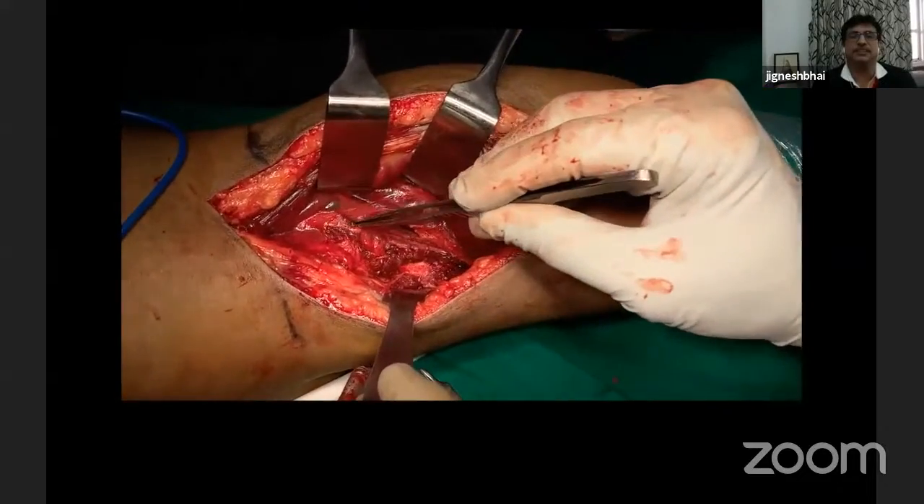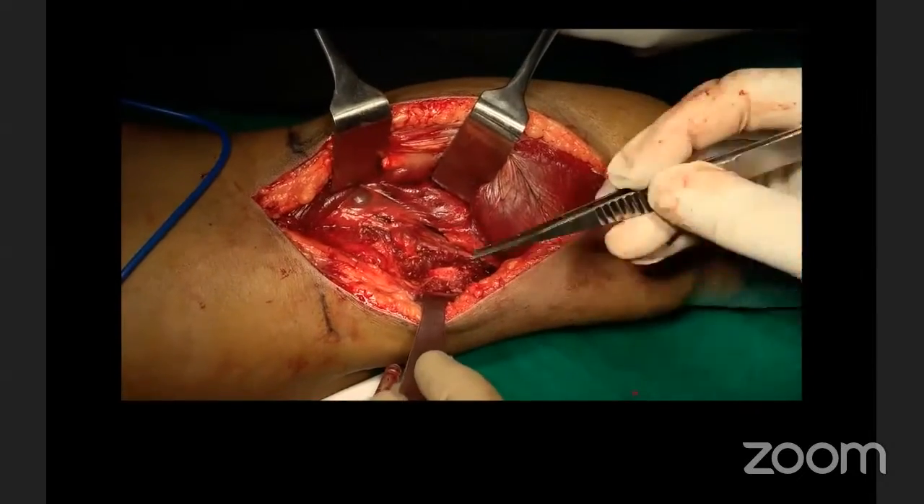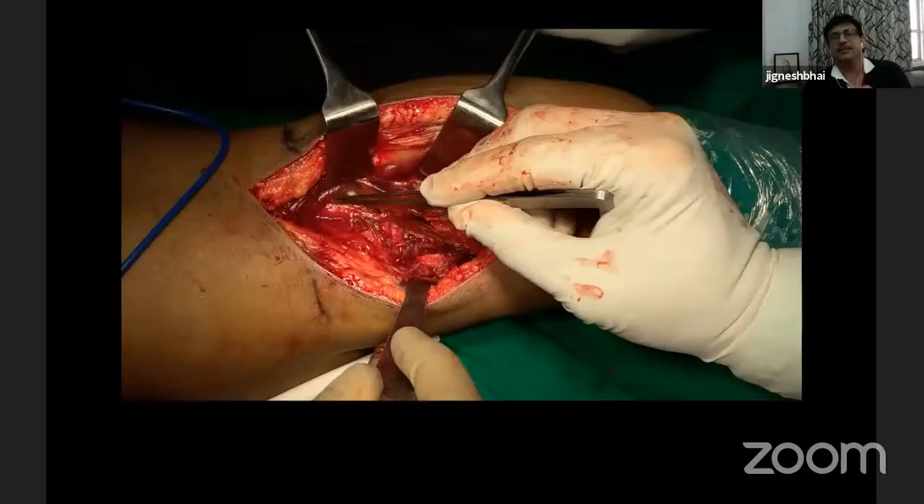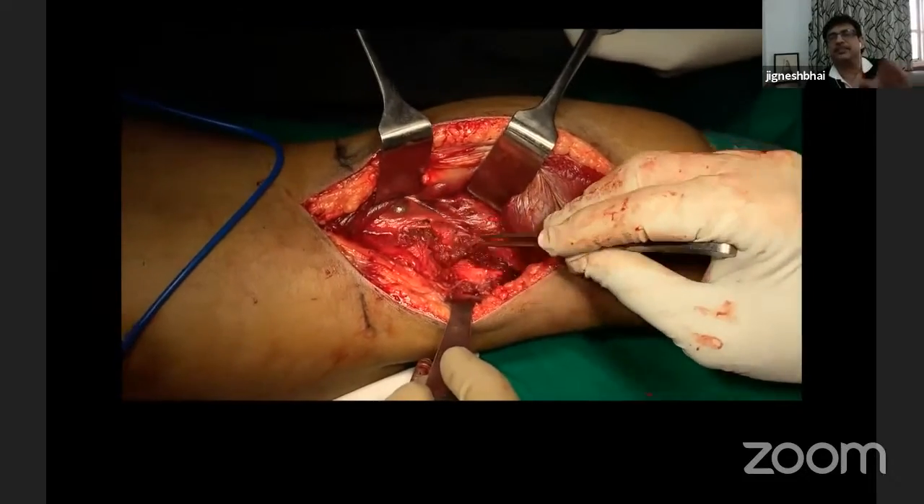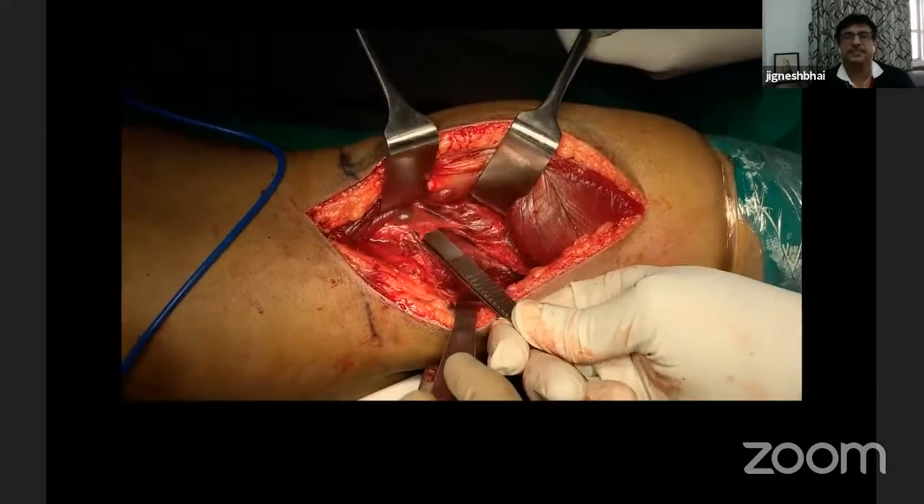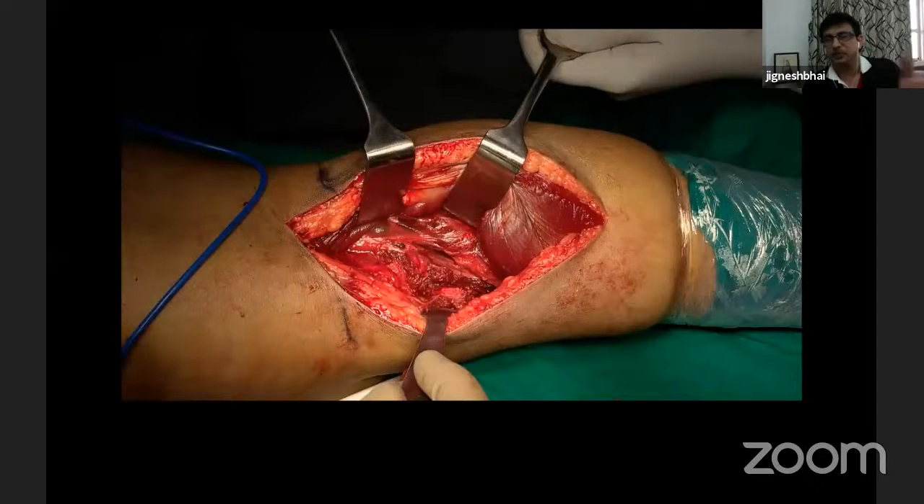Now this is the muscle and there is the vessel. I will show you the vessel. Vessels are very nicely protected by the muscle till the upper end of the tibia. Beyond that, there is no muscle protecting. The vessels are directly there over the capsule. This is the vessel. Usually I don't see it like this, I recorded it just for video purposes and showing the things.